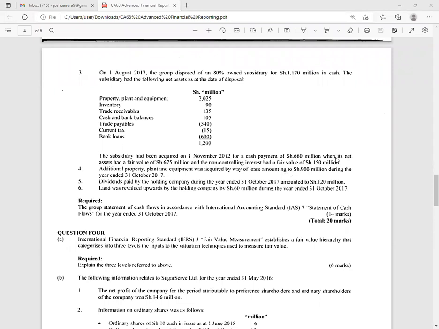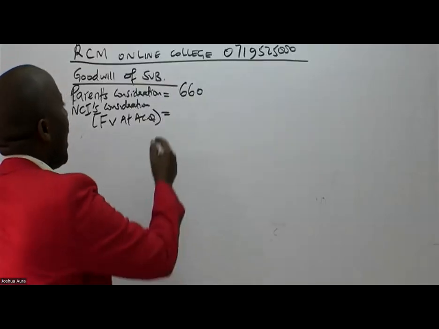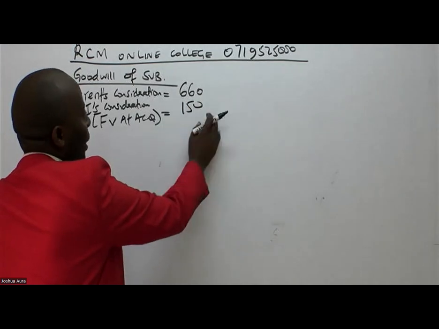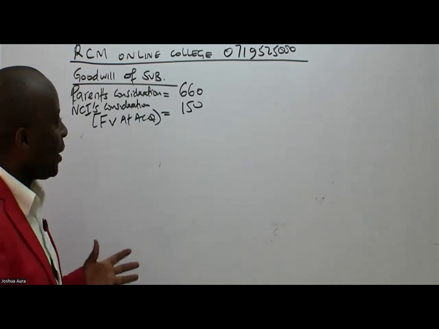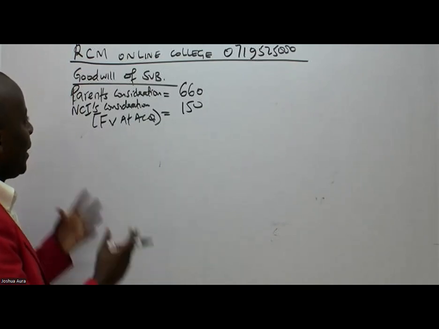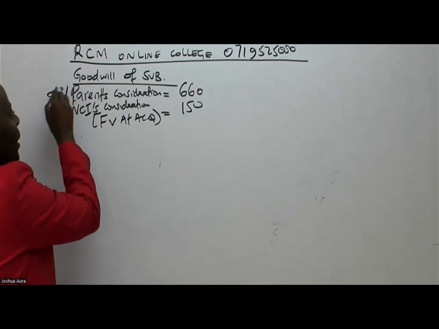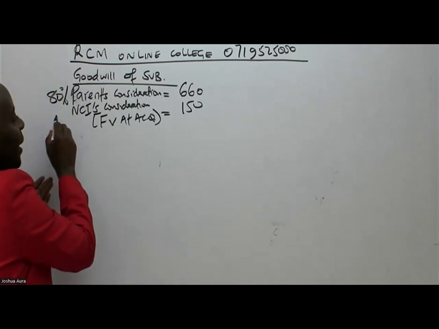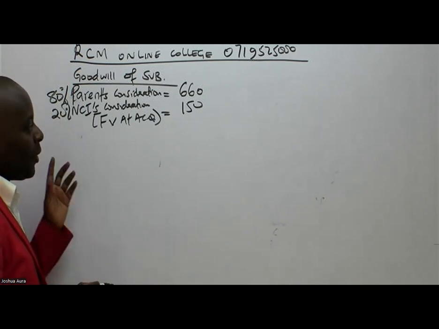So they have told us here, when its net assets had a fair value of 67 million, and the NCI interest at a fair value of 150. NCI had a fair value of 150. So this gives us the total consideration paid by NCI to acquire their percentage. Please don't forget that the parent's interest was 80%, and of course, the NCI must be owning the balance, which is 20%.